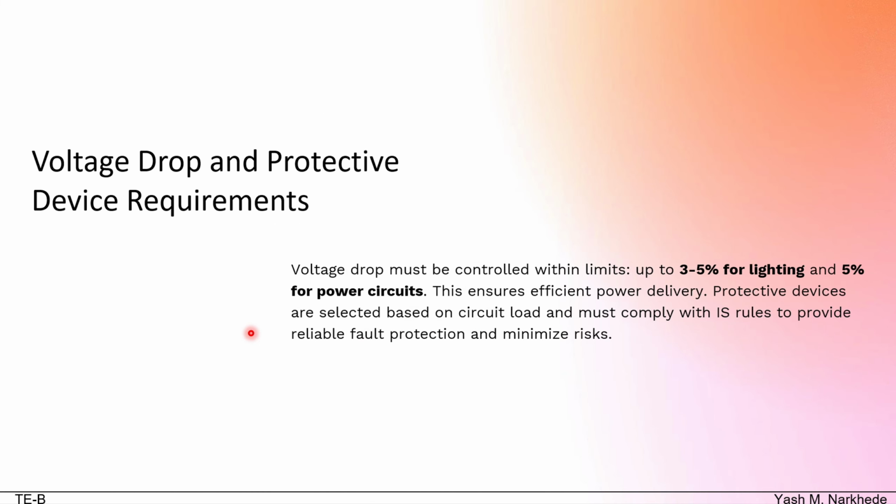Next is voltage drop and protective device requirements. IS 732 limits voltage drop to 2% for light loads and 5% for power circuits. Each circuit should have its own MCB or fuse for protection. These devices trip automatically in case of faults, preventing damage and improving safety.